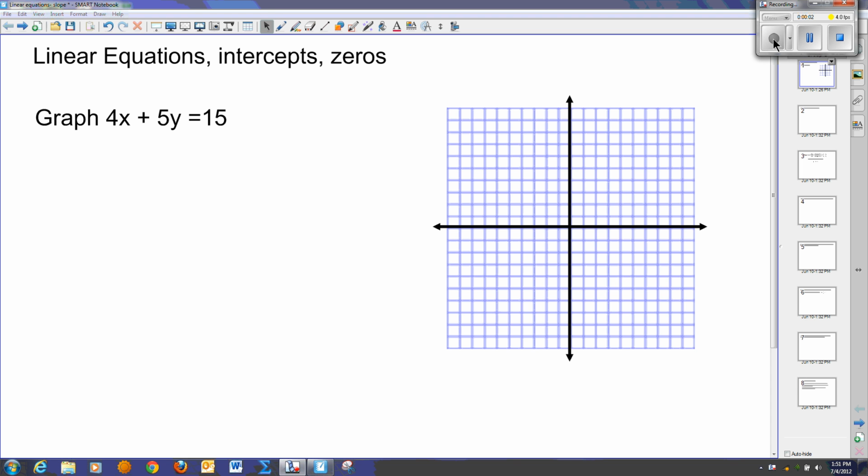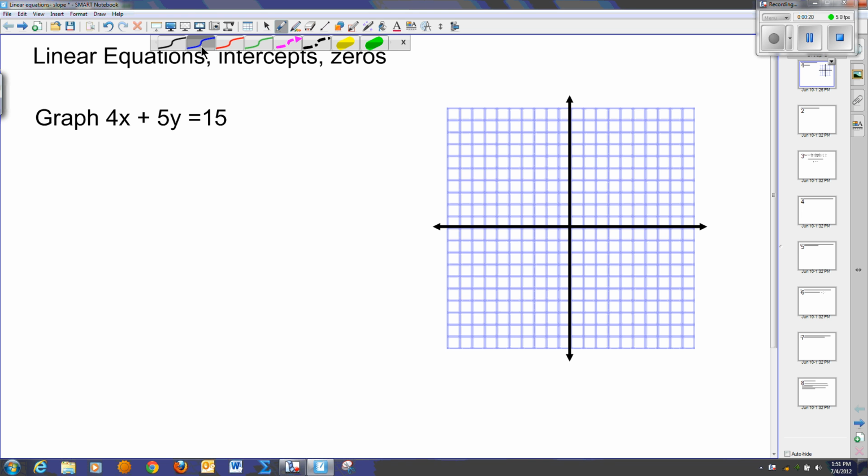Today we talk a little bit about linear equations, intercepts, and zeros. So the first thing we're going to do is graph the equation 4x plus 5y equals 15. And we'll go about it the way we learned in Algebra 1. We'll isolate y.